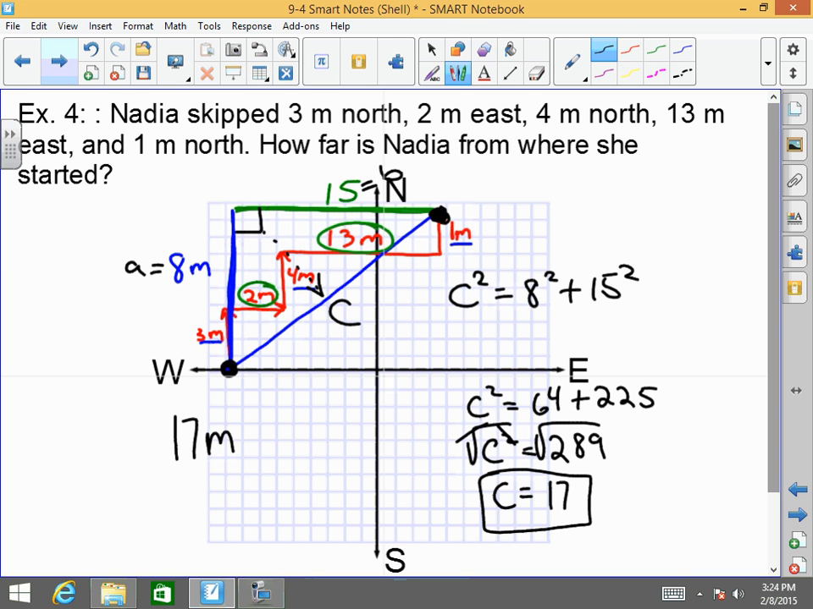Because remember, back when we talked about points and lines, the shortest distance from any 2 points is a straight line. So if I wanted to find out how far is she from where she started to where she ended, I would want to find this straight line. Okay? Pretty cool. All right, so let us continue.